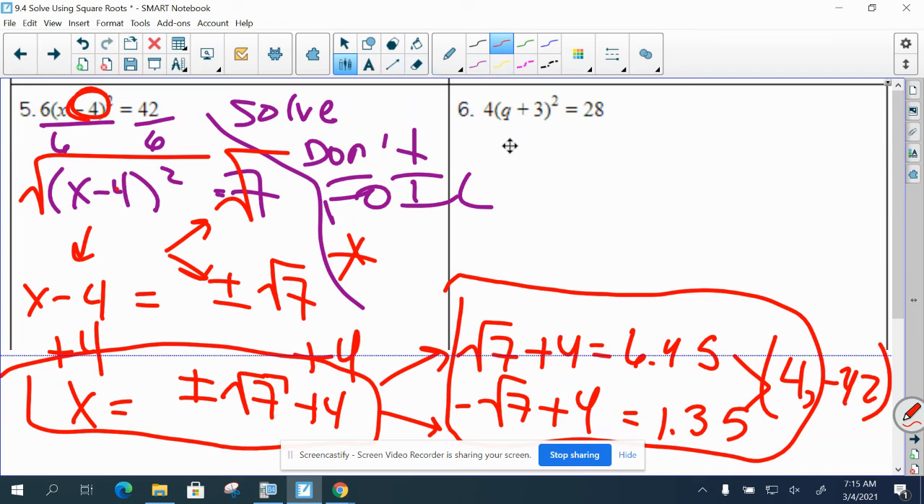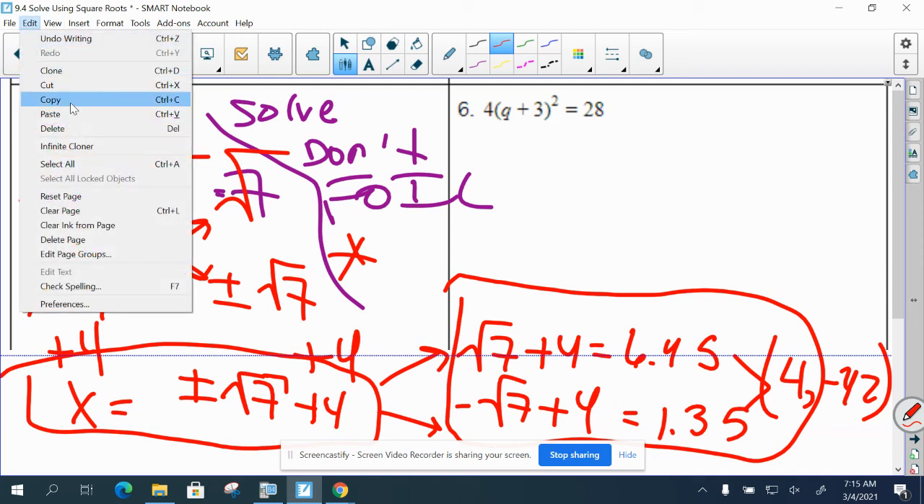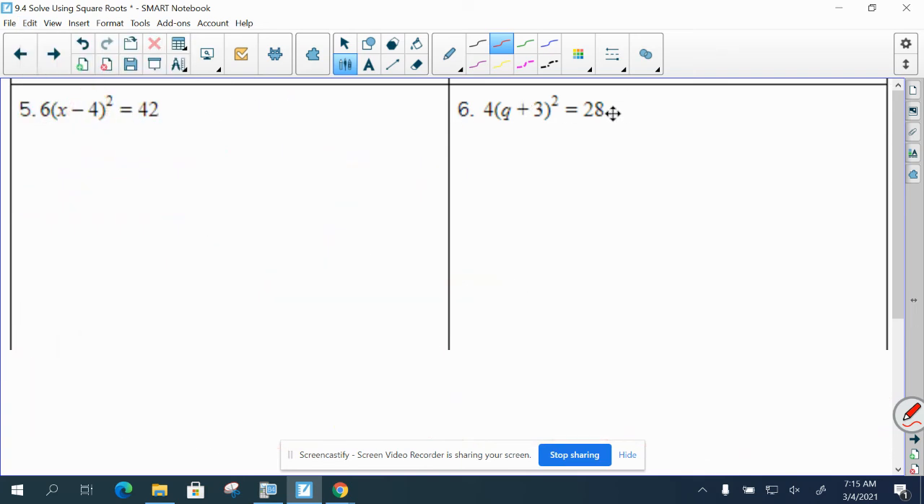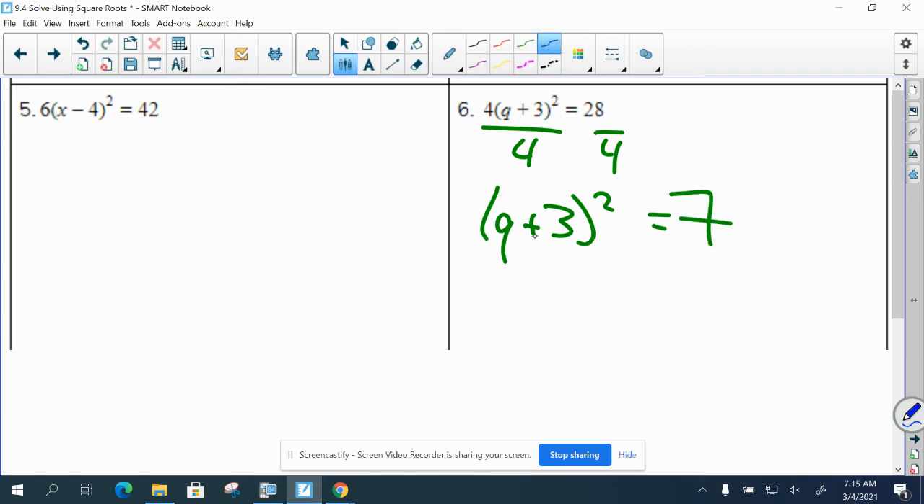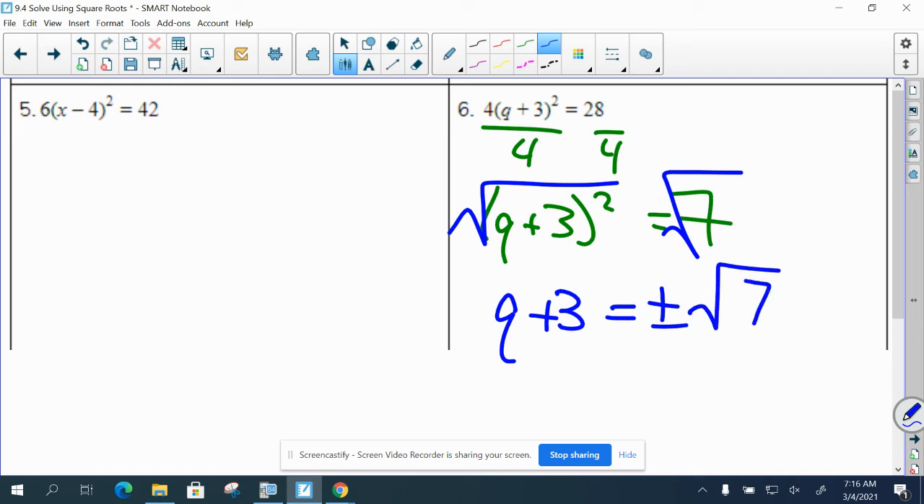Okay, I'm going to delete this stuff here so I have room for number 6. Clear ink. Okay, so for 6, the first step is to divide by the 4. So we have q plus 3 squared equals 7. And then we want to take the square root of both sides. And then you've got q plus 3 equals plus or minus the square root of 7.